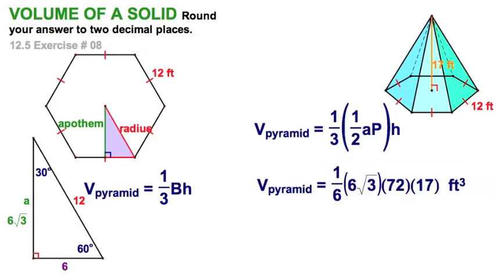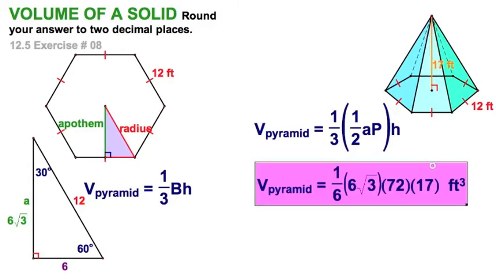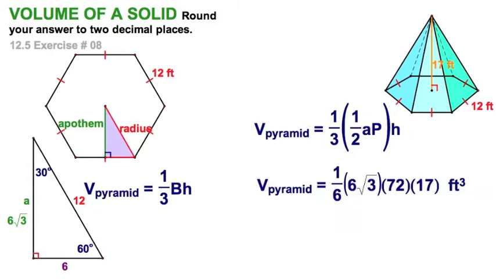So now, let's just put some numbers in there. Well, 1/3 times 1/2 is 1/6. The apothem is 6 radical 3. The perimeter is 72 because after all I've got 6 12s. And the height of the figure is 17 feet. And since they were all feet, I know I'm multiplying feet by feet by feet, I have cubic feet. And I could simplify that conveniently by leaving it in this form, those 6s divide out nicely. So I can just take 72 times 17.